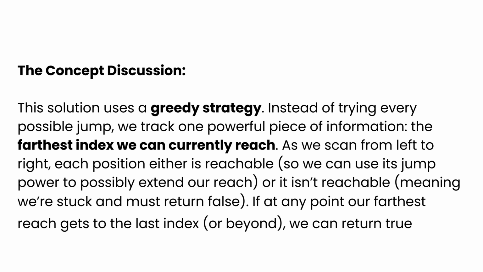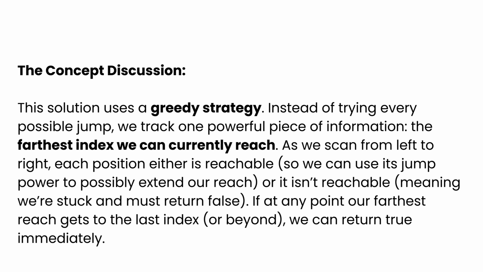This solution uses a greedy strategy. Instead of trying every possible jump, we track one powerful piece of information. We track the farthest index we can currently reach. As we scan from left to right, each position is either reachable or not reachable. If it is reachable, we can use its jump power to possibly extend our reach. If it is not reachable, we are stuck and must return false. If at any point our farthest reach gets to the last index or beyond, we can return true immediately.